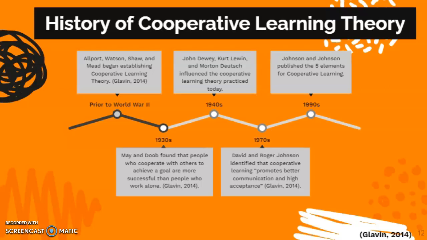David and Roger Johnson have contributed to cooperative learning since the 1970s. First, by identifying that cooperative learning promotes better communication and that there's high acceptance among group members. In the 1990s, they established the 5 elements for cooperative learning.